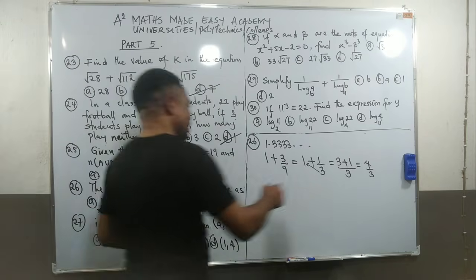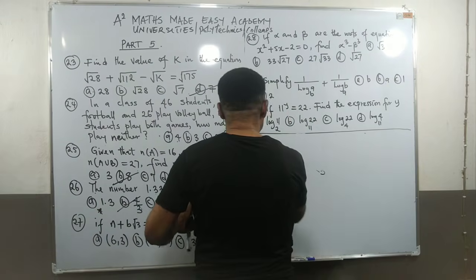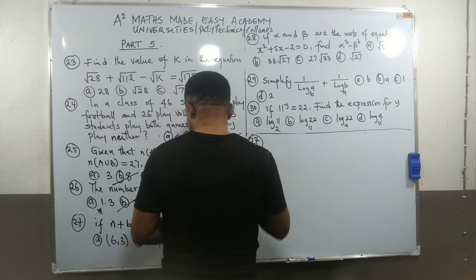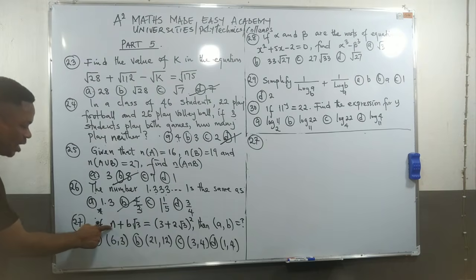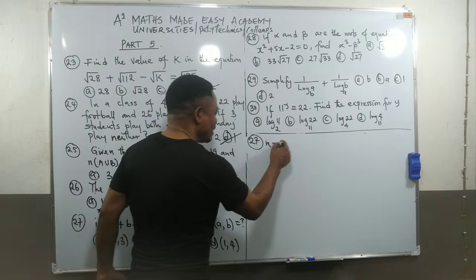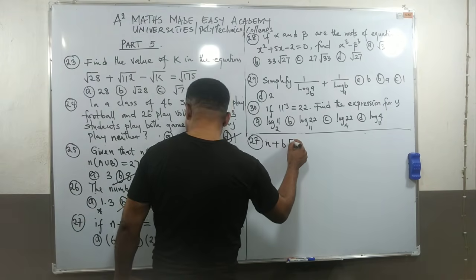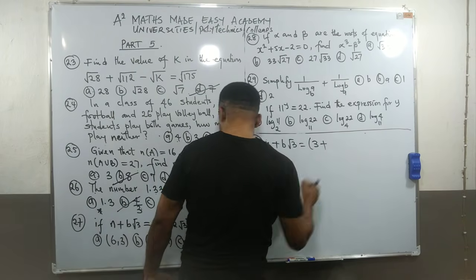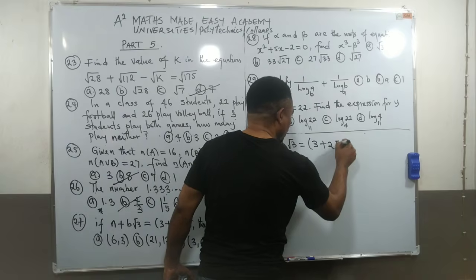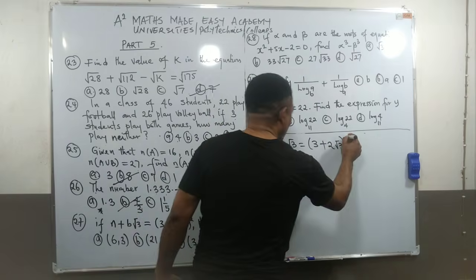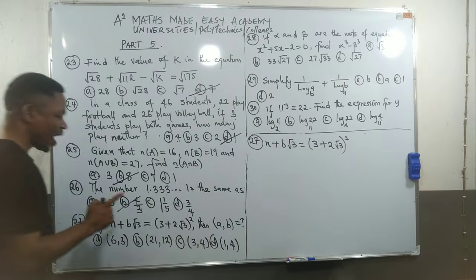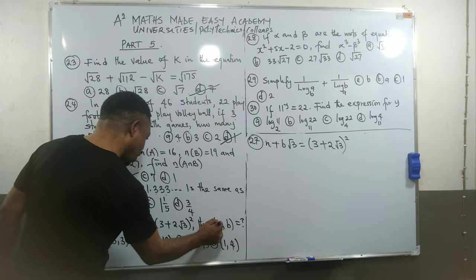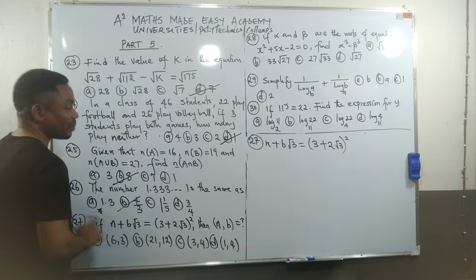Question number 27. What did I say? Question number 27. Now the question said, look up. If n plus b root 3 is equal to, look at it, bracket 3 plus 2 root 3, all squared. Now the question is this, find the values of n and b. Am I communicating?